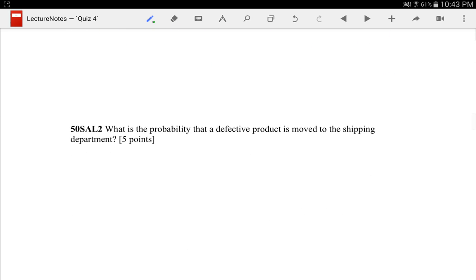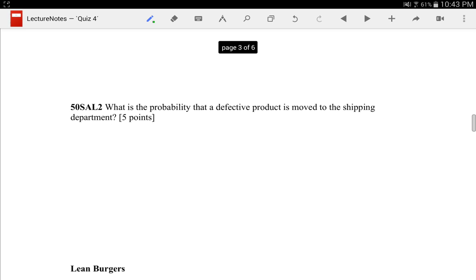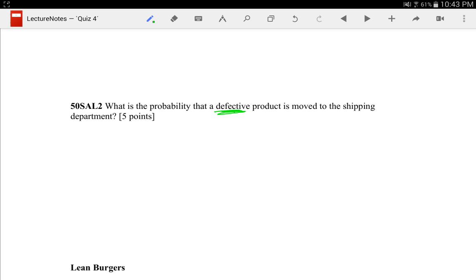Alright, what's the probability a defective product is moved to the shipping line? Now here, this is a redundant process where if the product is caught by one person, then it's good, right? The tricky part was, what's the probability a defective product moves to shipping? We already know it's a defective product, so it does not involve the probability that the product could be defective. What is the probability it's going to get caught is what the question is asking.